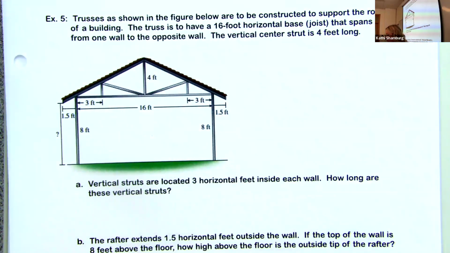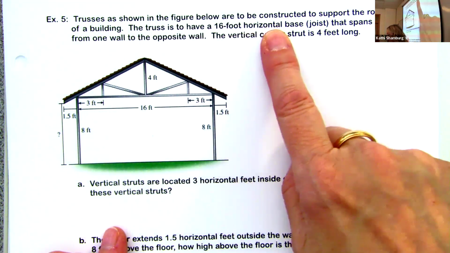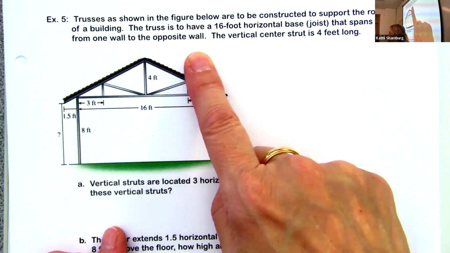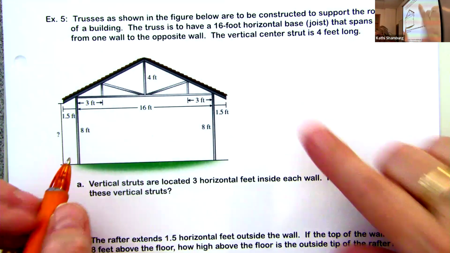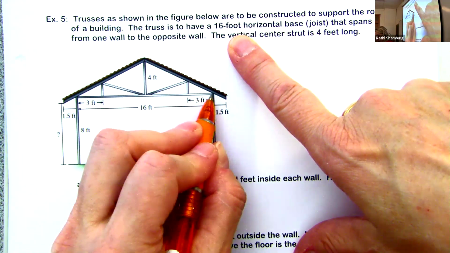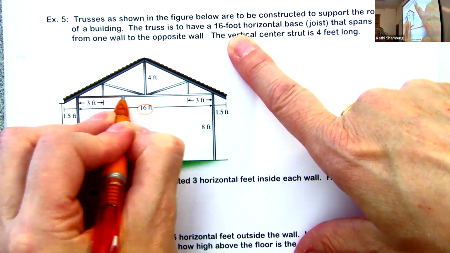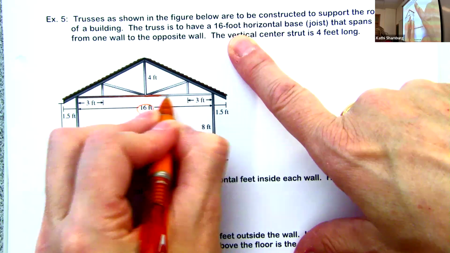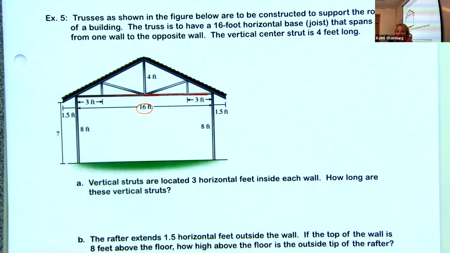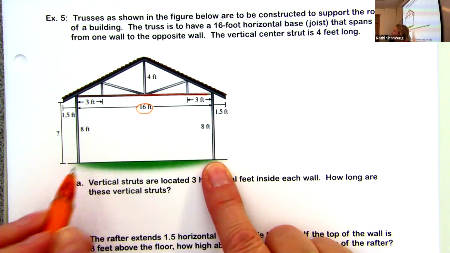Then it goes on to say that the truss is to have a 16-foot horizontal base or a joist that spans from one wall to the opposite wall. So right there, this 16-foot is talking about this piece right here. So that is 16 feet. Now, I don't know if I'll need it, but could you tell me how far it is from here to here? It's 16 feet as well.